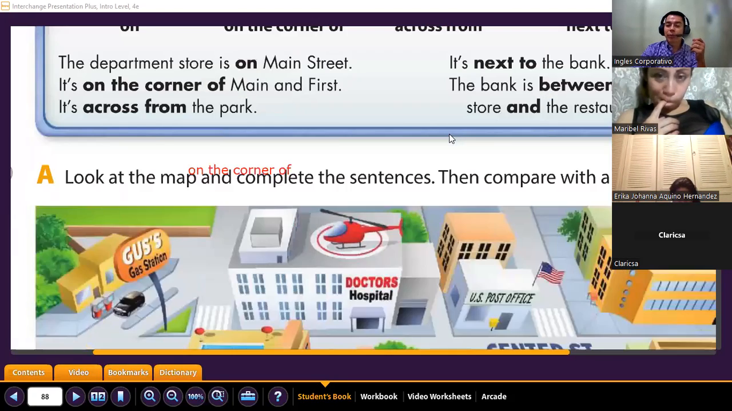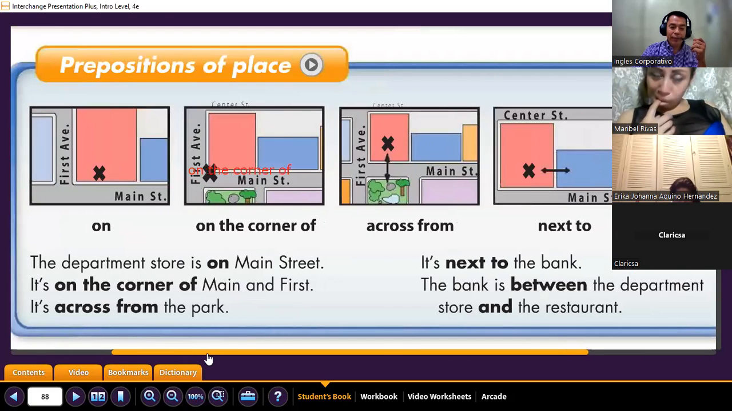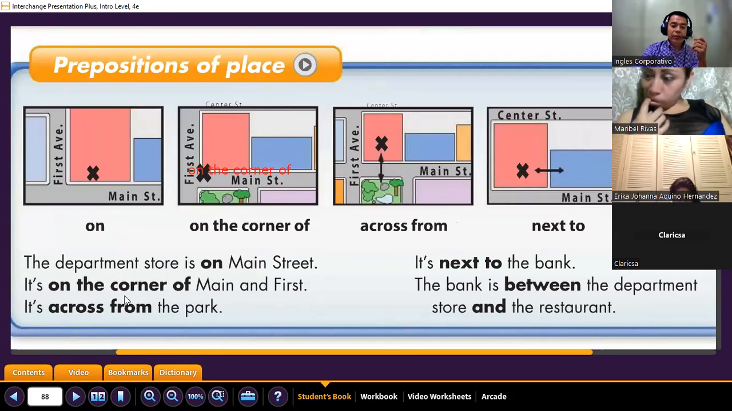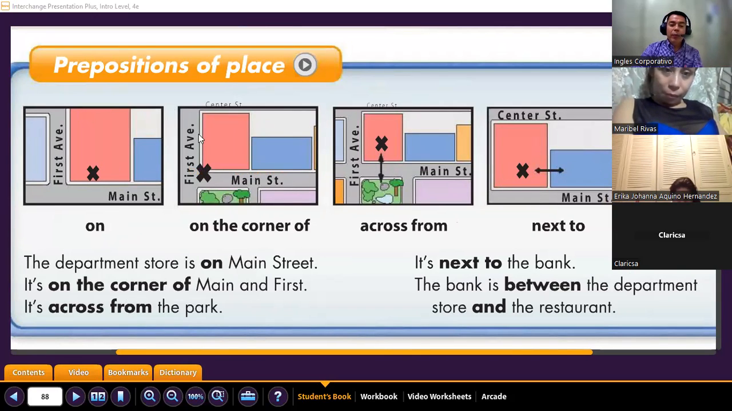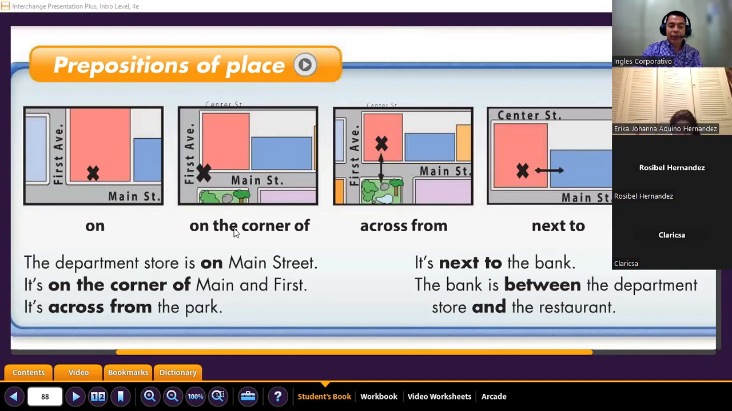Vale, voy a explicar los conceptos mejor. Vamos a leer aquí. Concept number one. On, right? When I say on, it's surface, right? Cuando digo on, es que está ubicado en la calle, sobre la calle, ¿verdad? On, o sobre la avenida, right? Cuando digo on the corner of, converge entre una calle y una avenida, o una avenida y una calle, o dos calles, podría ser, ¿sí? Y aquí está, en la esquina, ¿sí? On the corner of. Across from quiere decir enfrente de. Pero hay una calle grande, ¿ve?